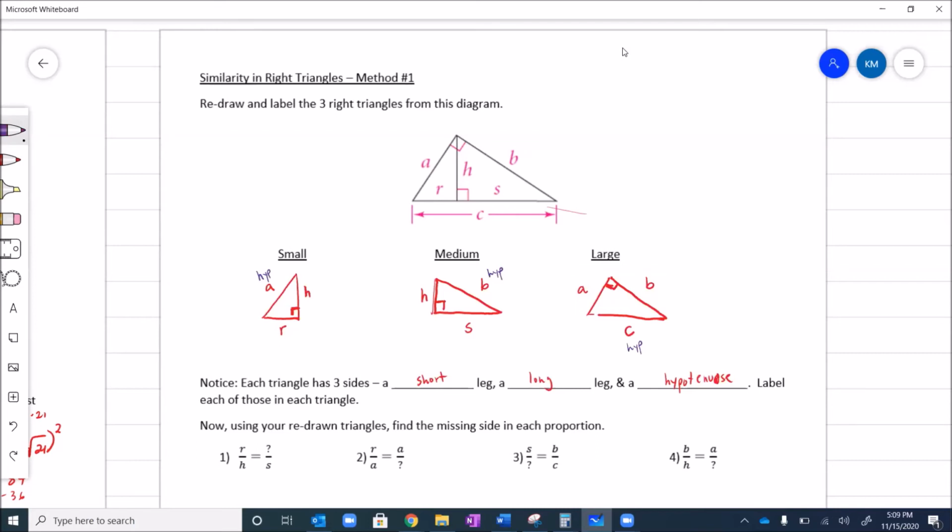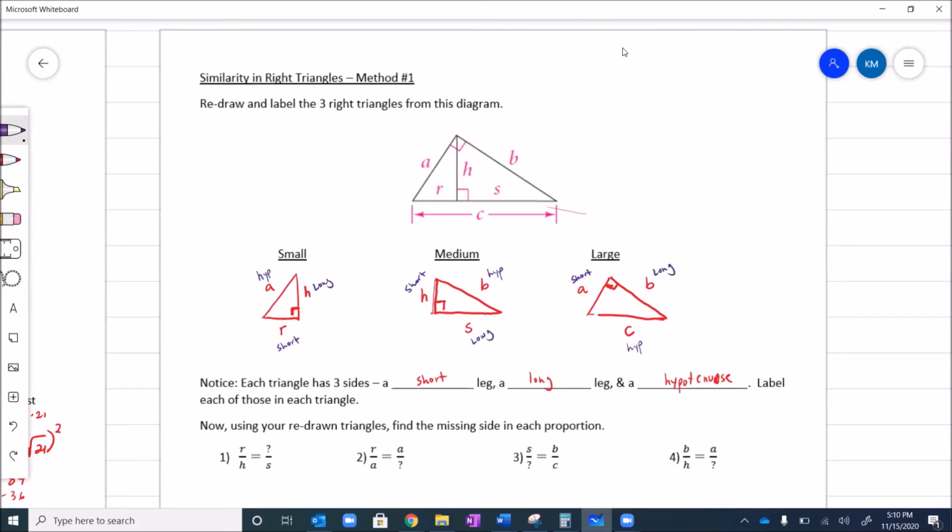Okay, visually here, it might be a little bit easier to label the short side. Let's call that short, right? A seems the shorter side of the larger triangle. H is the shorter side of the medium triangle. And R is the short side of the smaller triangle. Okay, and then H is a long leg, long leg, long leg.